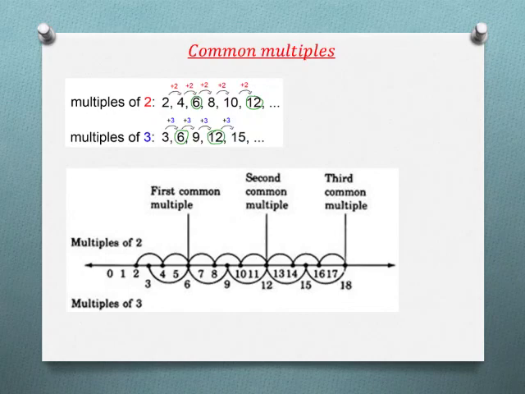By using a number line we can find the common multiples easily. Multiples of 2 are shown as curves above, and multiples of 3 as curves below. Here 6 is the common point, and 12 is also a common point, and 18 is also a common point. So 6, 12, 18 are the common multiples of 2 and 3.